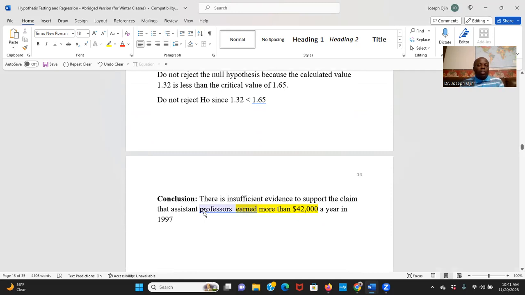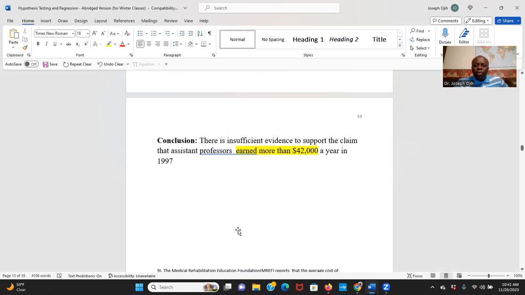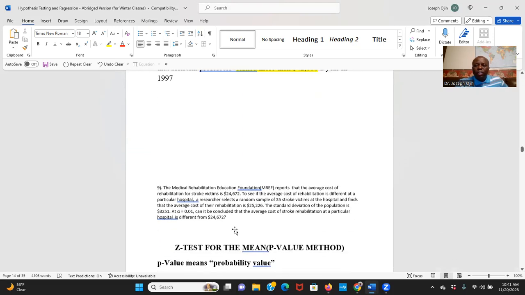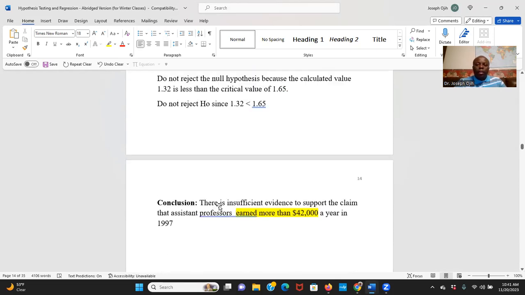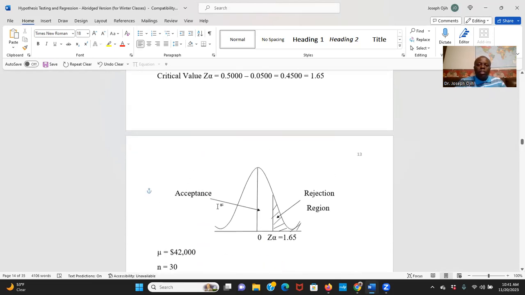Now, this is how we do it for the traditional method. We'll come back from the holiday break, and I will show you another example when it is a two-tailed test, and then we go to the p-value method. Now, any question on what I have solved? Any question?